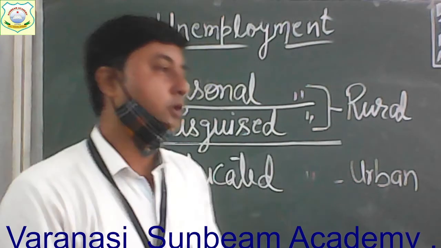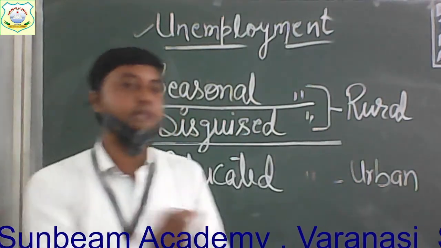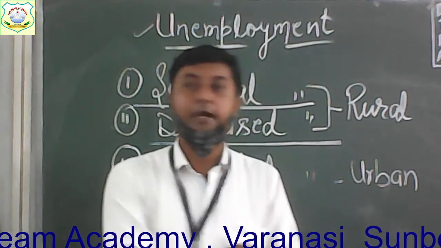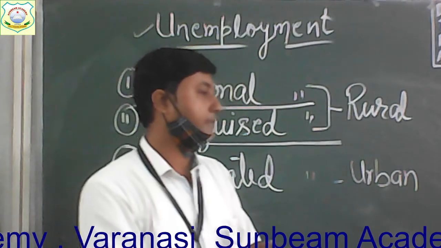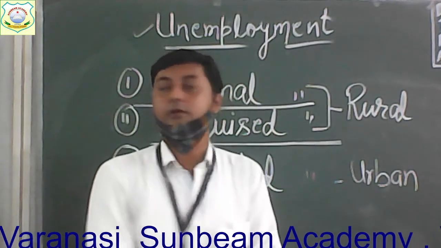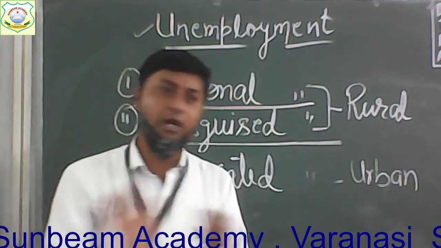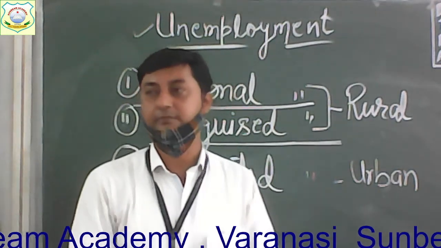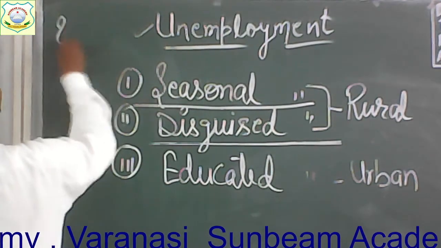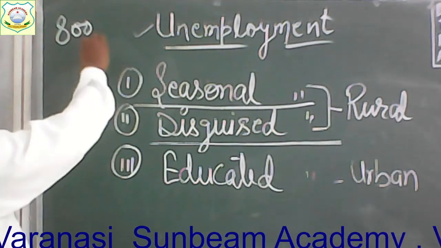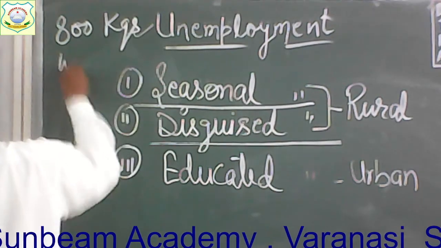Roshan. Okay. So suppose Roshan is a small farmer. And because he is a small farmer, he is having less than 2 hectares of land. And in Roshan's family, there are 8 members. All 8 are working in the same field. And the total production is, for example, 800 kgs of wheat.